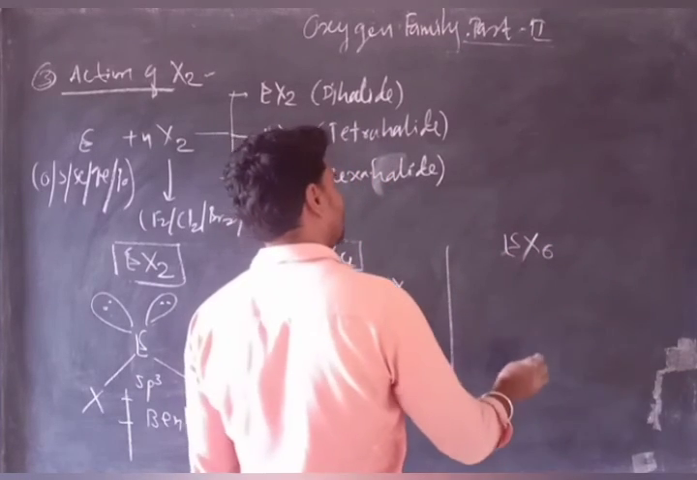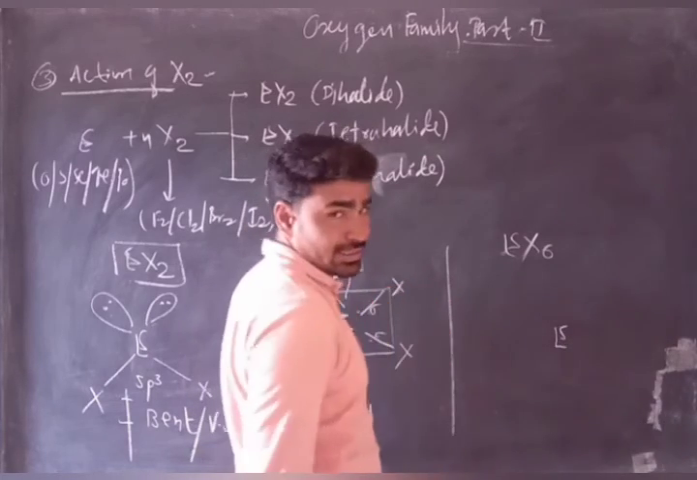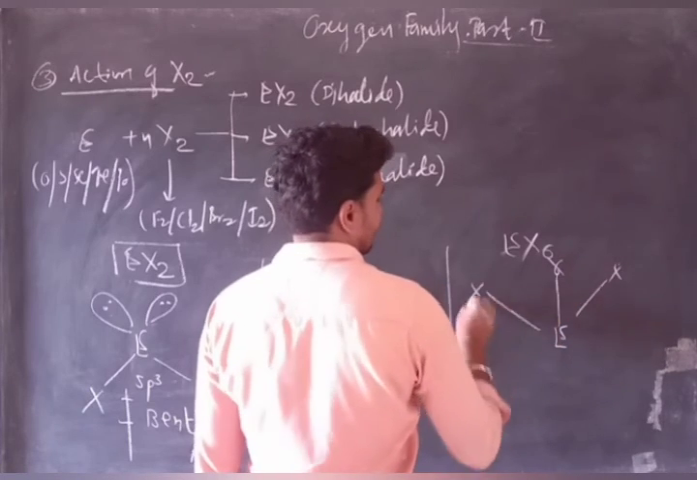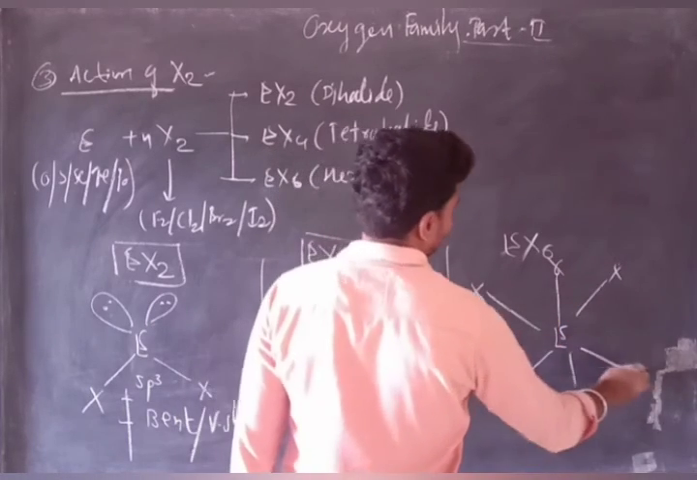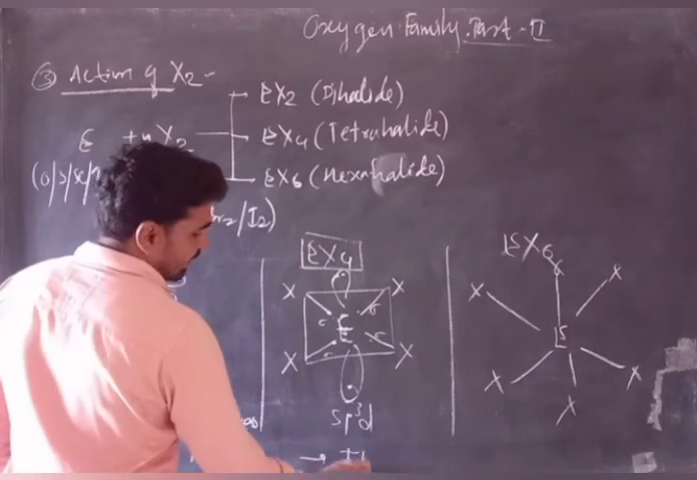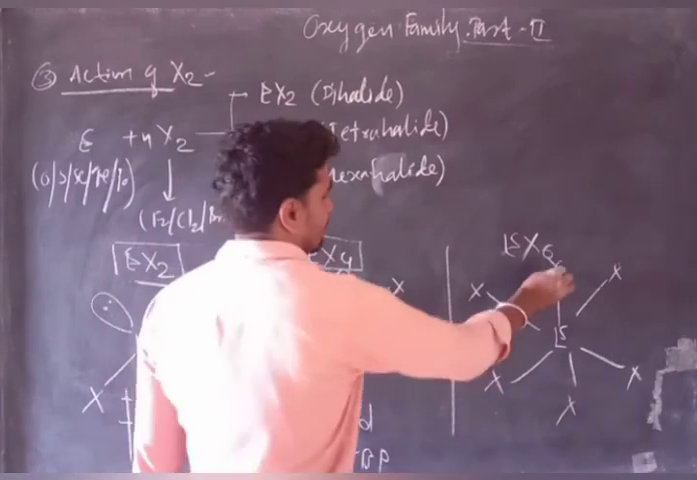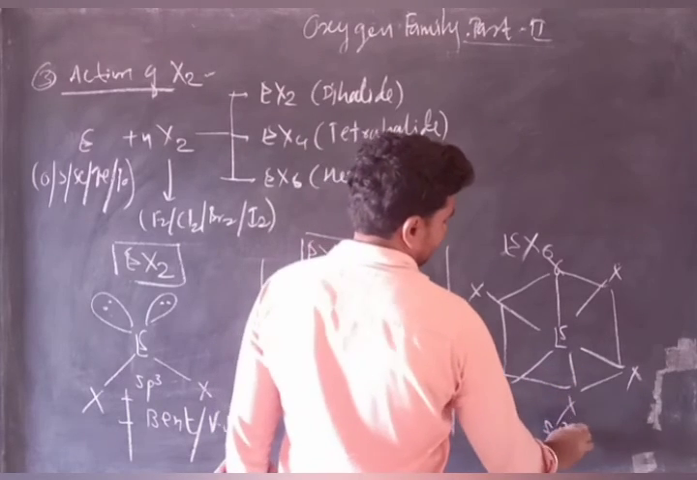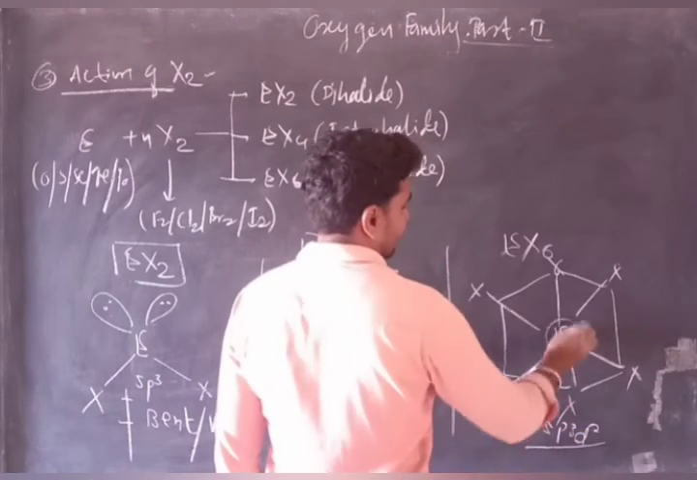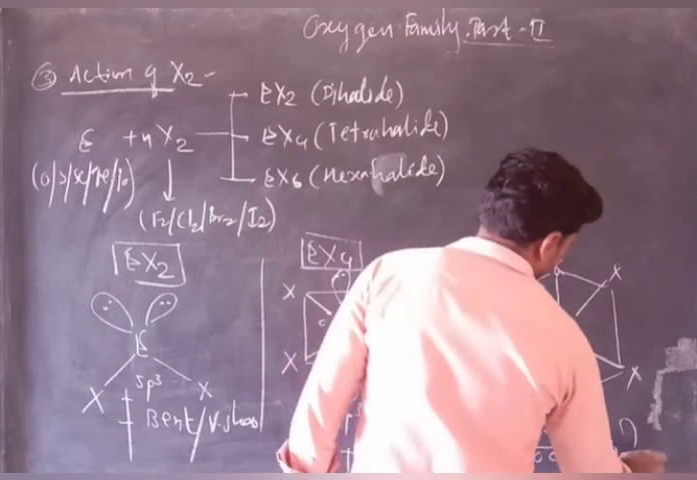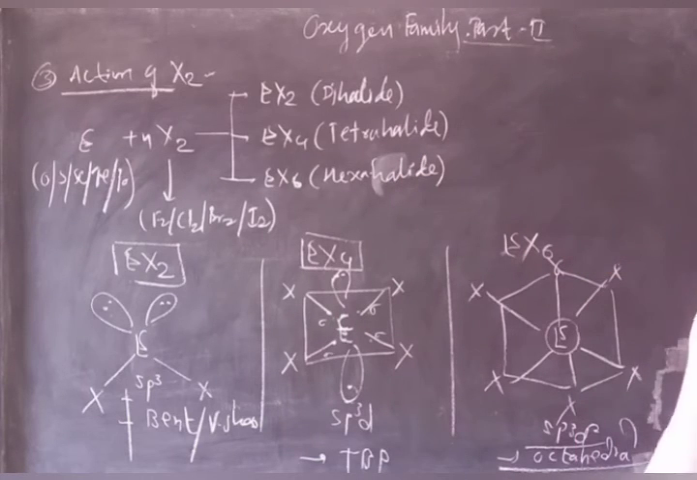After that, when we see EX6, there is an element at the center, and all 6 positions are occupied by halogens. If we see this structure, we get the idea that it has sp3d2 hybridization of the central atom, and its shape is obviously octahedral. So these are the structural features of the halides.